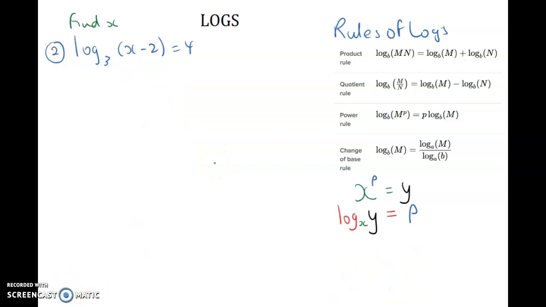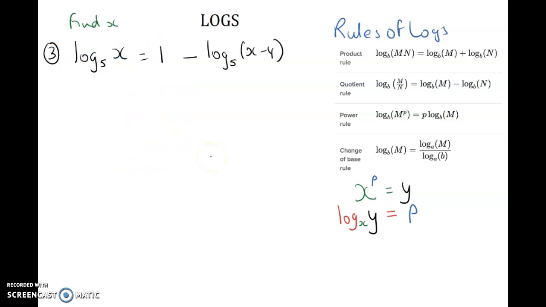If I were given log base 3 of x minus 2 is equal to 4, now I have to solve for x. So again, I rewrite it. 3 raised to the power of 4 would be x minus 2. So this simply means 81 is x minus 2. So x is 81 plus 2, which is 83. That's the end of my second question.